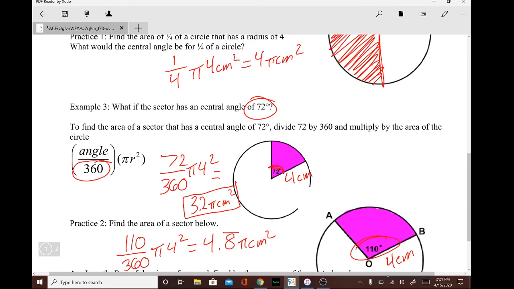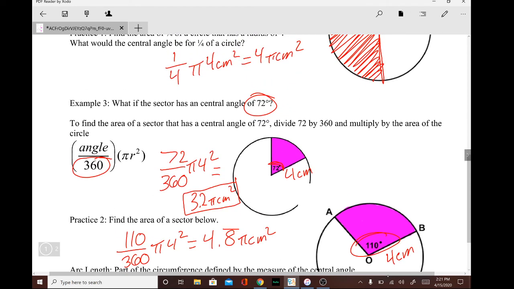So if we want to find the area of a sector, we think of it kind of like the area of a pizza, or like a slice of pizza. We're going to do our angle divided by 360 times our pi r squared. Remember, this represents the area of a circle.